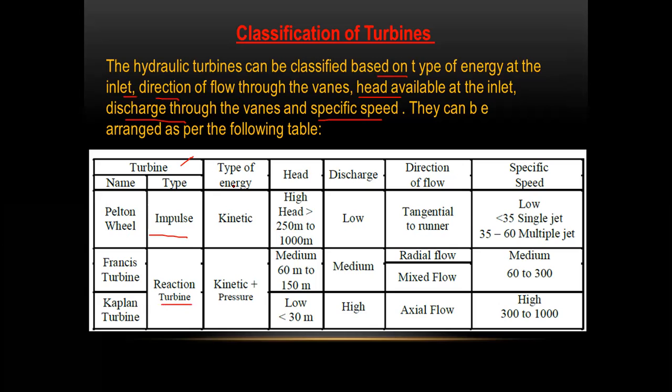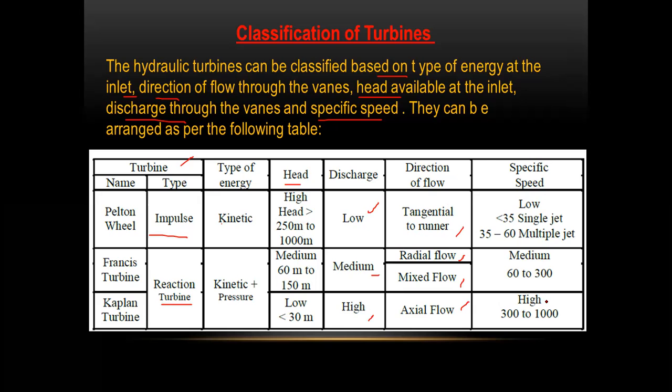Then what is the type of energy here? The type of energy is kinetic energy. Here the type of energy is kinetic plus pressure energy. Next, the head: high head here, medium head here, low head. Coming to the discharge, the Pelton wheel has low discharge, the Francis turbine has medium discharge, and the Kaplan turbine has high discharge. Coming to the direction of the flow, we have tangential to the runner, radial flow, mixed flow, axial flow. According to the specific speed: low, medium, high.